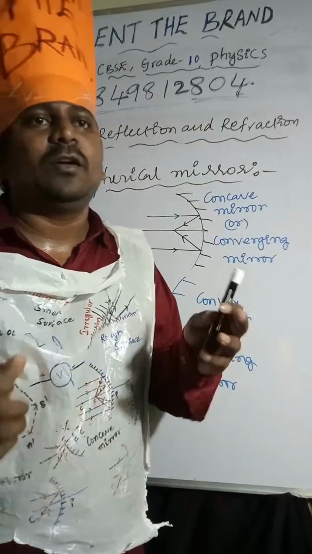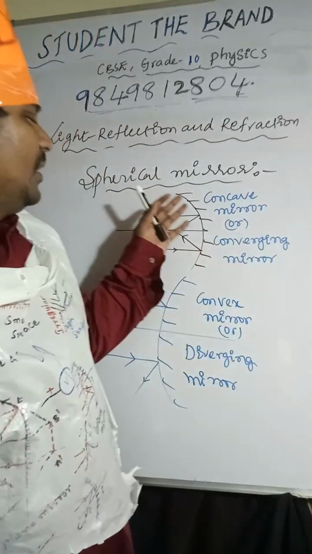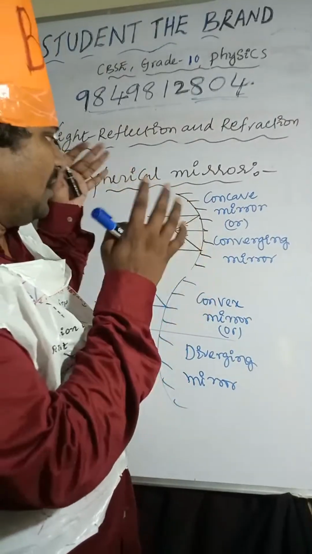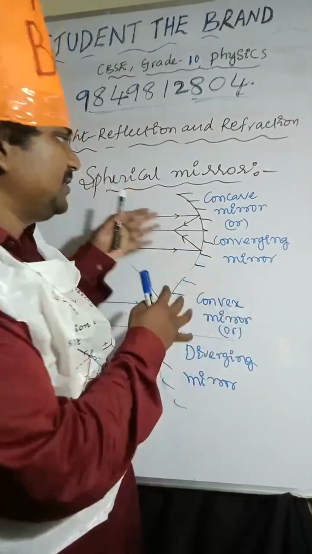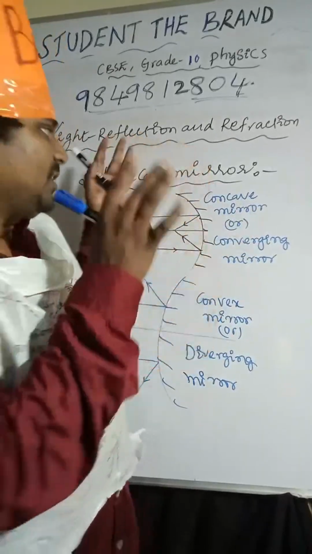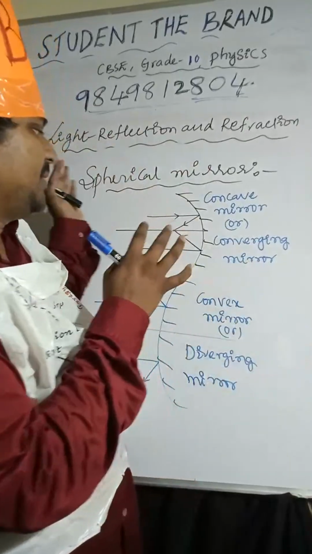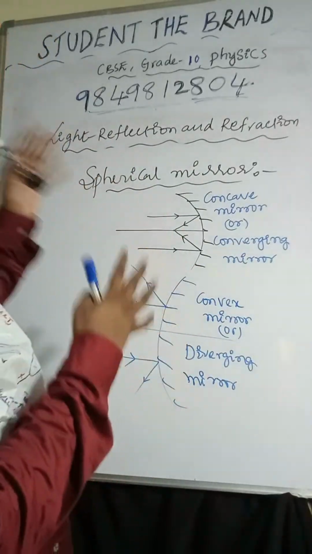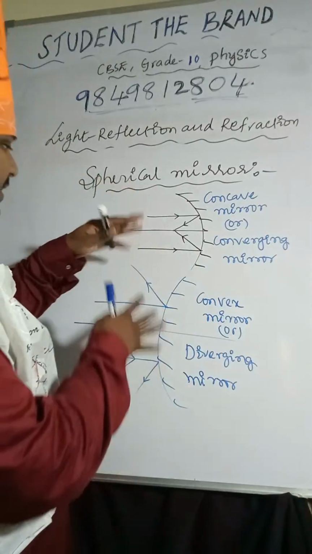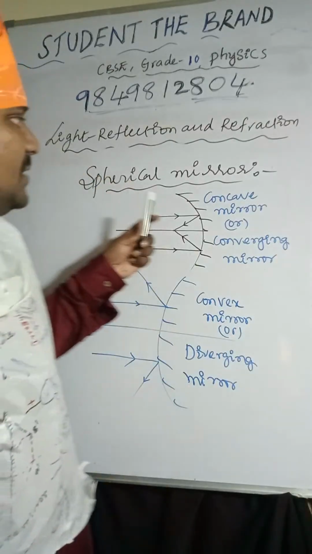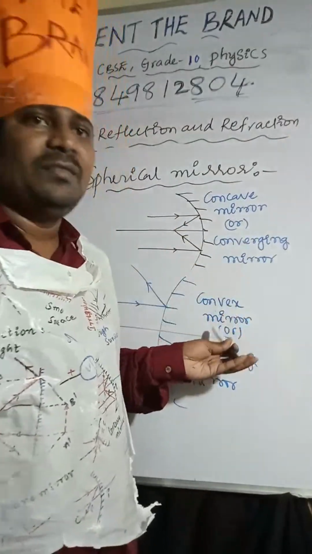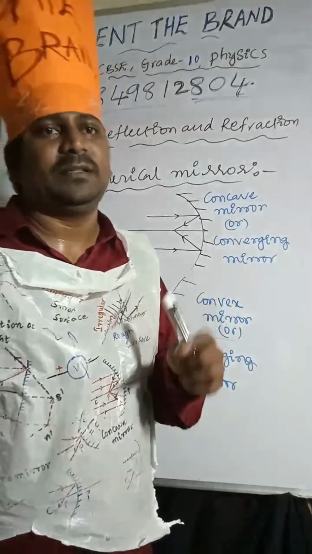Why are we calling it like this? For the concave mirror, whenever light rays fall on it, after reflection, light rays move towards the principal axis. Here you can observe, after reflection, light rays are moving away from the principal axis. So that's why concave mirror is also known as converging mirror, whereas convex mirror is also known as diverging mirror.